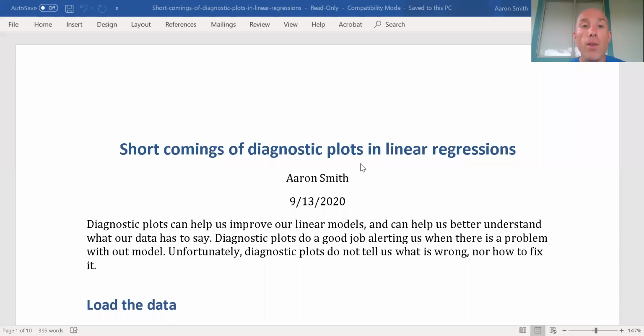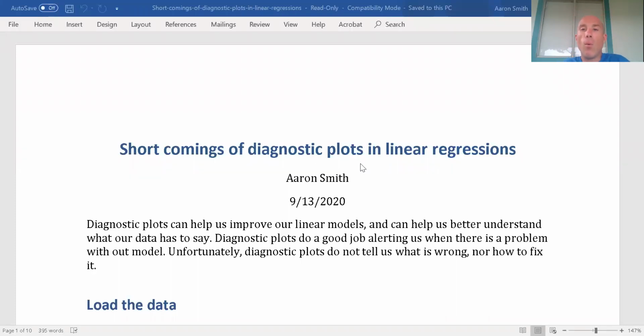Hi, in this video, we want to take a look at some of the shortcomings of diagnostic plots in linear regression. Diagnostic plots are a great way for us to understand what's going on with our models, and to see how we can improve them. They can tell us which observations might be problematic. There's a lot of good information there, but they don't tell us everything, and there are some major shortcomings.